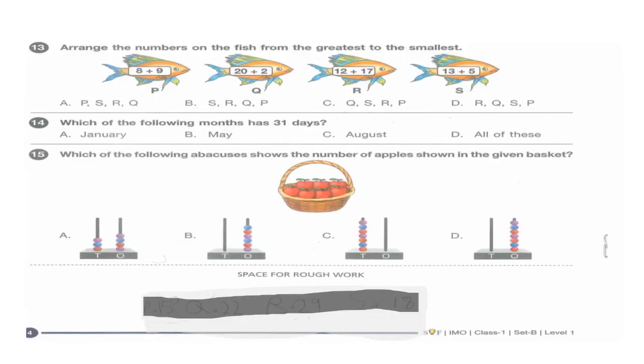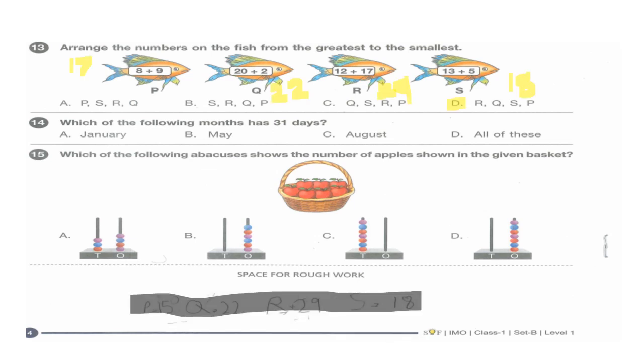Question number 13. Arrange the numbers on the fish from greatest to the smallest. P 8 plus 9, Q 20 plus 2, R 12 plus 17, S 13 plus 5. And option A, P S R Q, B S R Q P, C Q S R P, D R Q S P. You have to arrange the numbers on the fish from the greatest to the smallest and select the options accordingly.